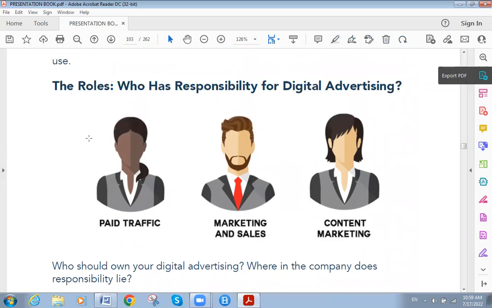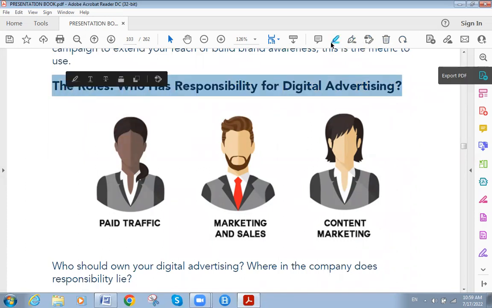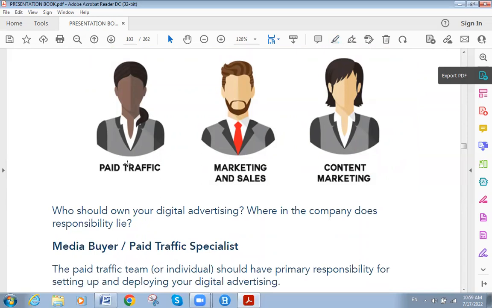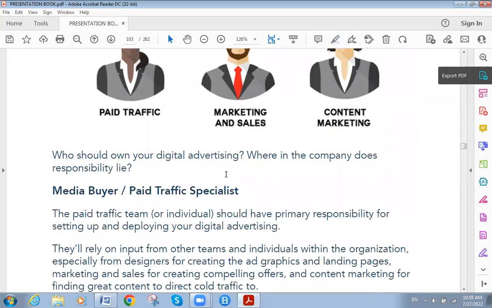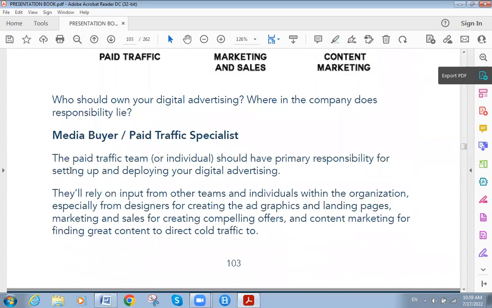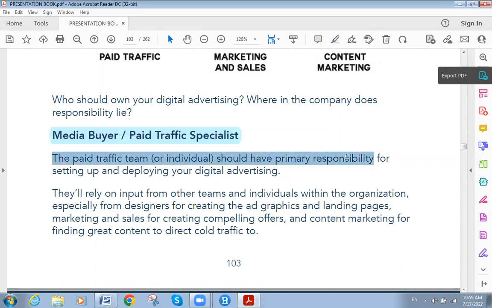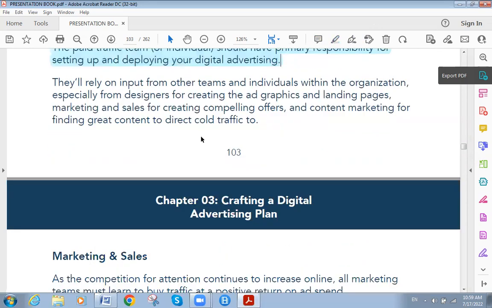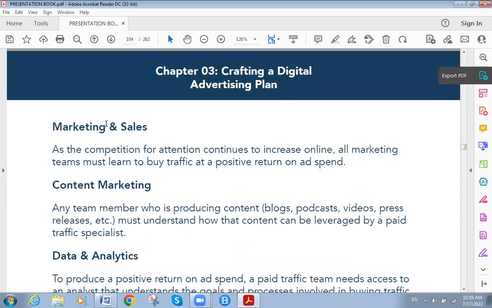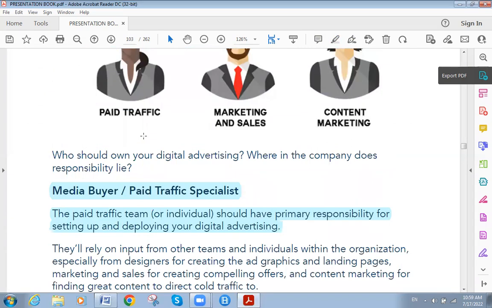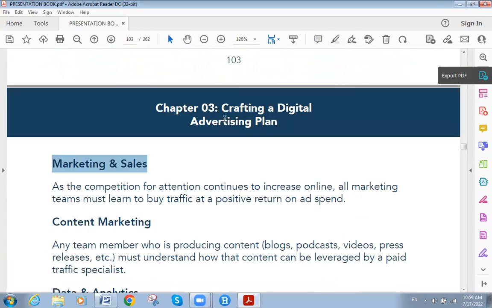So here we have the roles. Who has responsibility for digital advertising? Who is responsible for the paid traffic, the marketing and sales, the content marketing? The media buyers or paid traffic specialists. The paid traffic team or individual should have primary responsibility for setting up and deploying your digital advertising. They are the ones who are responsible for this. Here we also have marketing and sales. Marketing and sales is the second party responsible for your campaign.